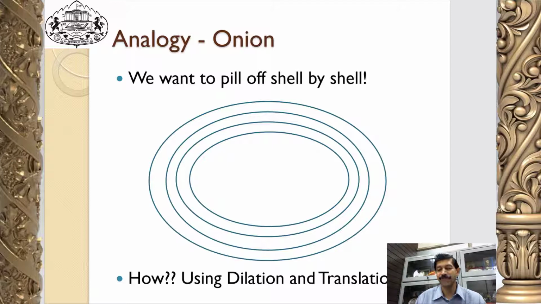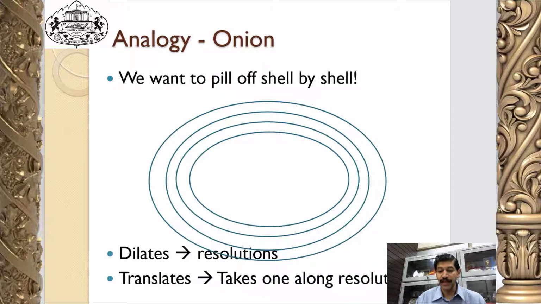And how is this achieved? Once again, this is using dilation and translation, which is shown over here. Obviously the dilation is responsible for giving us the resolutions, and translation helps us move within a resolution. So if I want to move from one peel of this onion to another, I need dilation because I'm changing the resolution. But if I want to move along the periphery of one single resolution, then what I really need is translation. It is as simple as that.